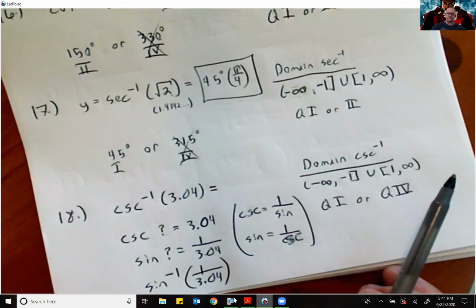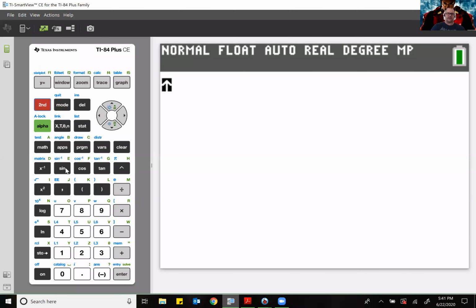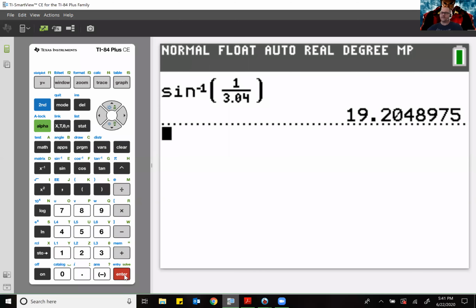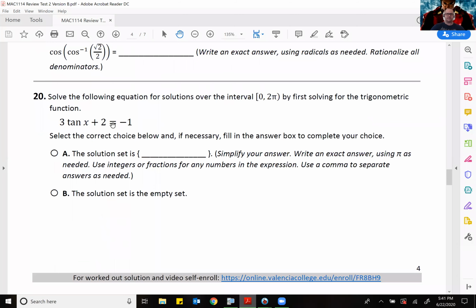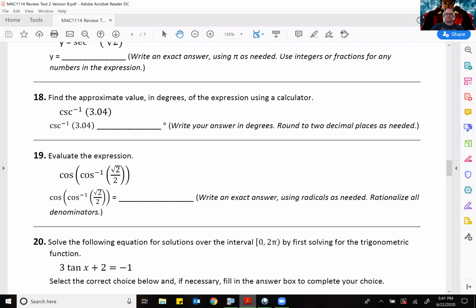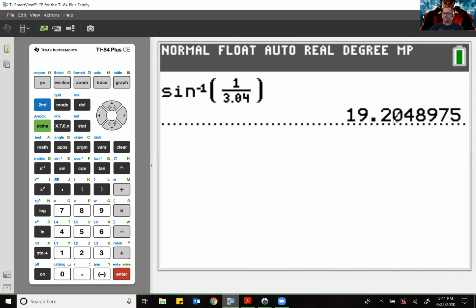So we go to our calculator. And so I hit second sine, then alpha y equals 1 over 3.04. And there's our answer. So it is in quadrant 1. And it's 19 point, let's see here, what did they tell us to round to? Round to 2 decimal places. So 19.20 degrees. And that's our answer. Okay.